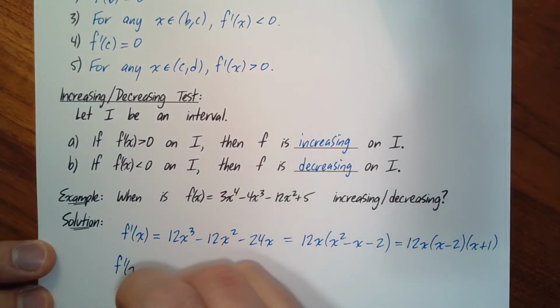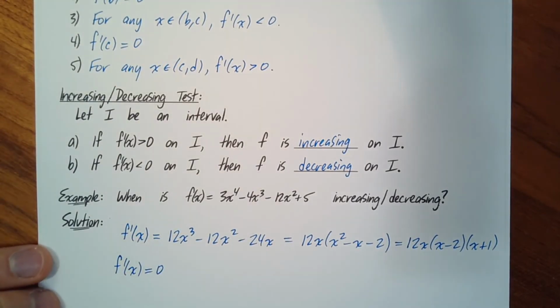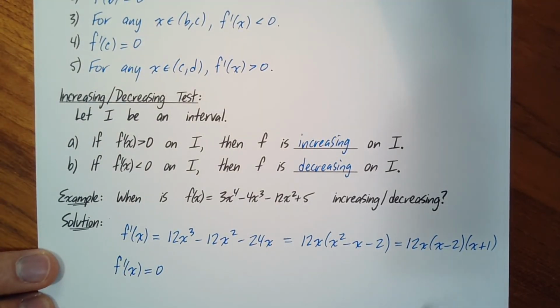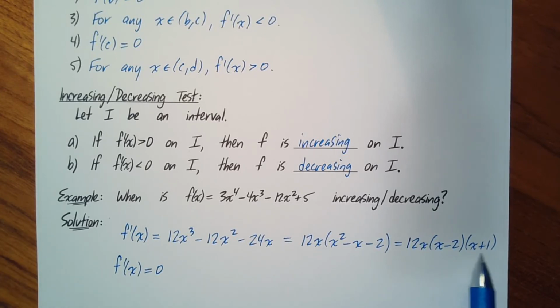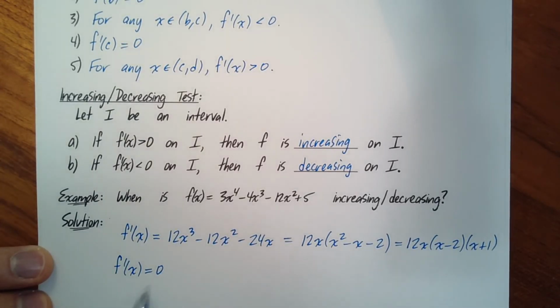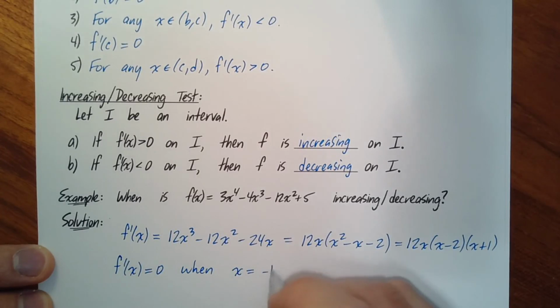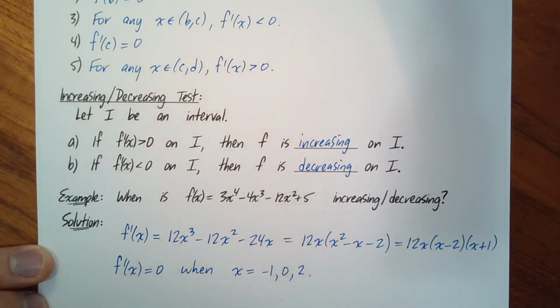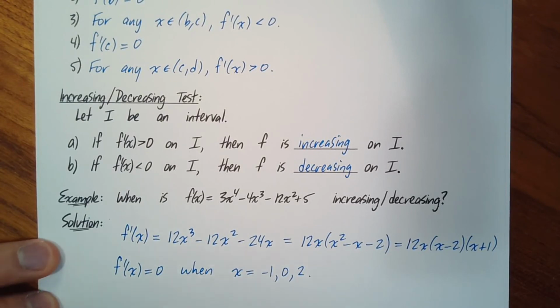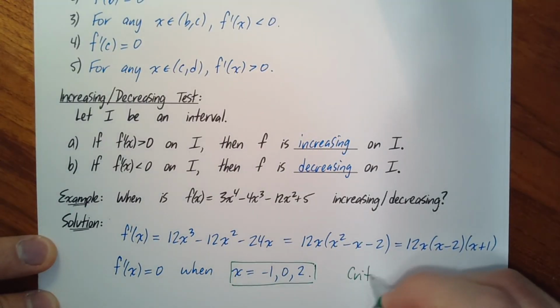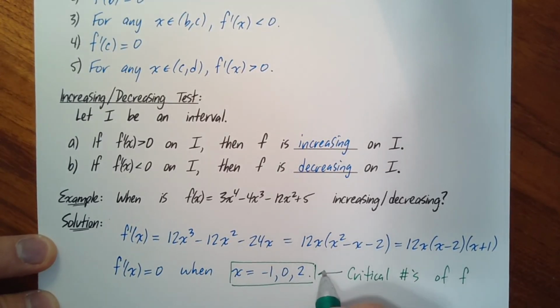F prime of x is equal to 0 when? Well, when one of these three factors is equal to 0. So this one will be equal to 0 when x is negative 1. This will be equal to 0 when x is equal to 0. And this will be equal to 0 when x is equal to positive 2. So we can say that f prime of x is equal to 0 exactly when x is equal to either negative 1, 0, or positive 2. So those are your critical numbers of the function f. Okay, so that's where you want to start.